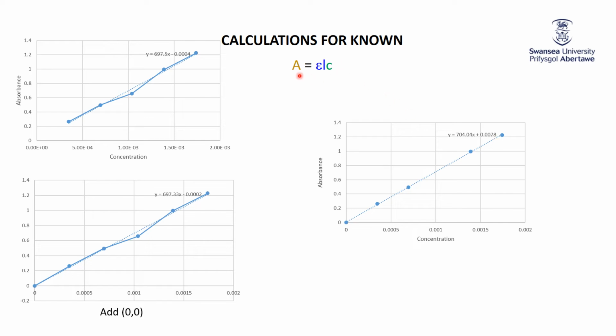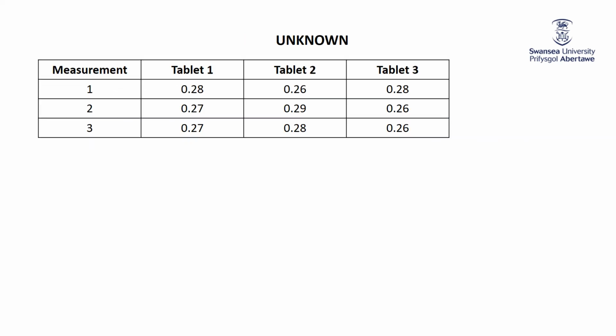So you can think of absorbance as epsilon L times concentration. Epsilon L is 704, call it. So absorbance is 704 times the concentration plus a teeny amount, 0.0078. Now remembering all this, let's go to the questions. Misspoke ever so slightly. Before I get to the questions, let's bring in the unknown data.